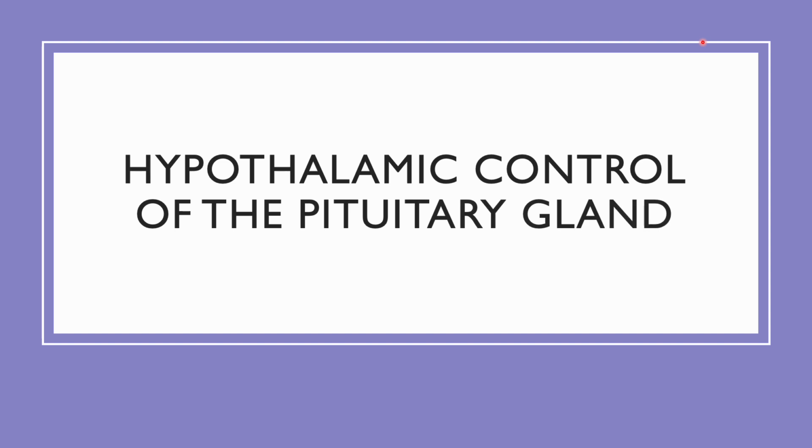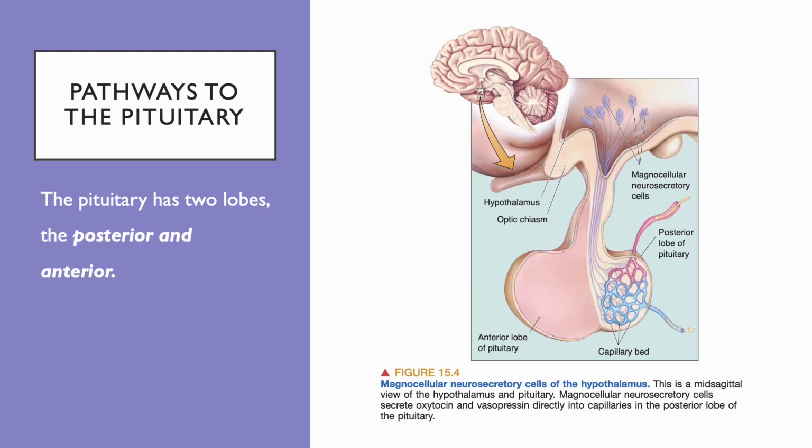So now we're going to talk about how the hypothalamus is in control of the pituitary gland and how that affects our endocrine system. So here is the pituitary gland. It sits ventrally to the hypothalamus. And there are two lobes of the pituitary, the posterior lobe shown here and the anterior lobe here in the front. So the hypothalamus controls these two lobes in different ways.